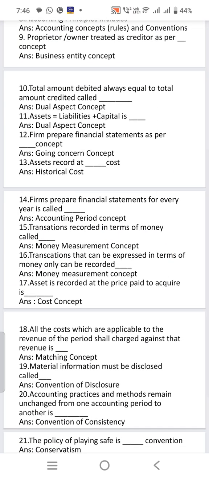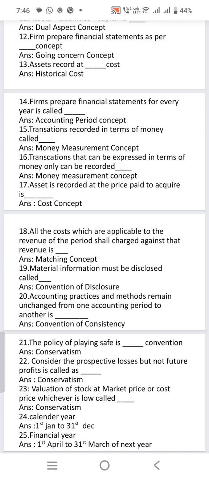So in the next video we'll give some more information about journalizing and ledger preparation, trial balance, all these things we will explain in the next video.